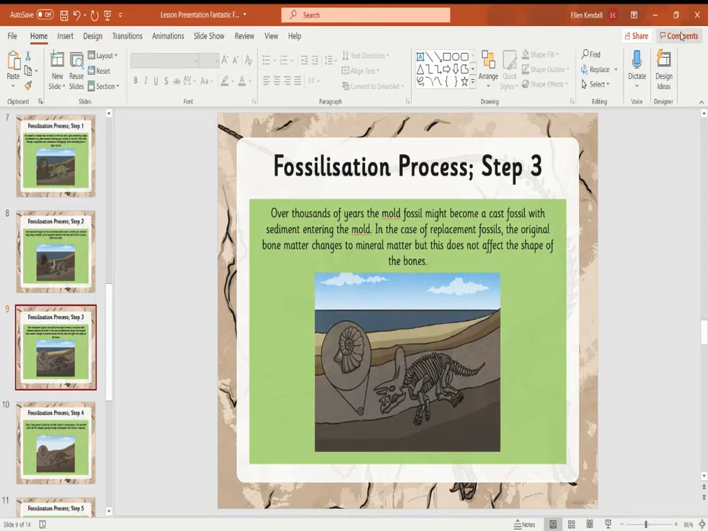Okay, the third step. Over thousands of years, the mould fossil might become a cast fossil with sediment entering the mould. In the case of replacement fossils, the original bone matter changes to mineral matter, but it does not affect the shape of the bones.